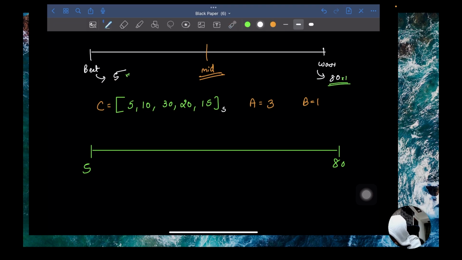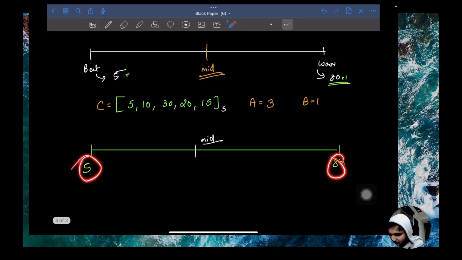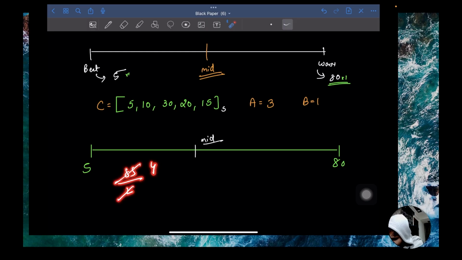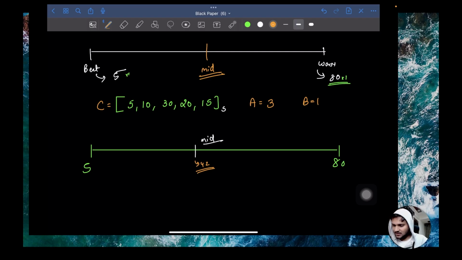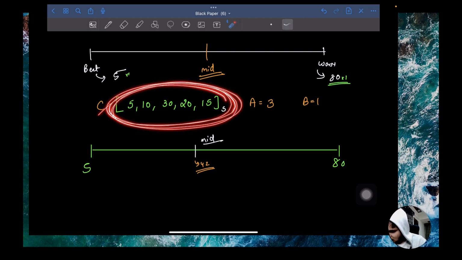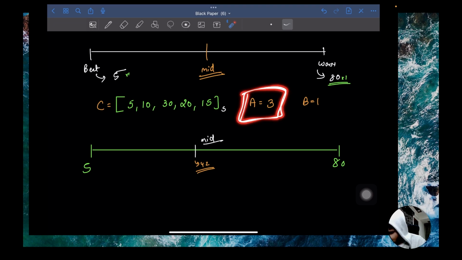Now let's calculate a mid. 80 plus 5 by 2, 85 by 2. 2 4s are 8, 2 2s are 4, approximately 42 something, right? So we can say that the mid value is 42. Now we have to check whether we are able to paint all of these boards using 3 painters in 42 units of time or not. We have to check.